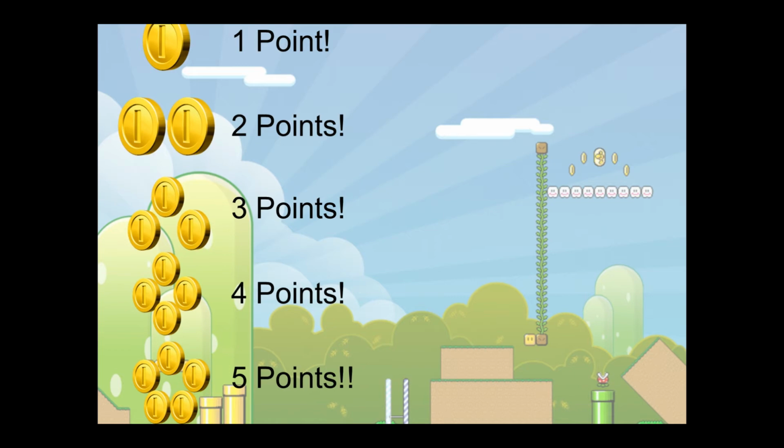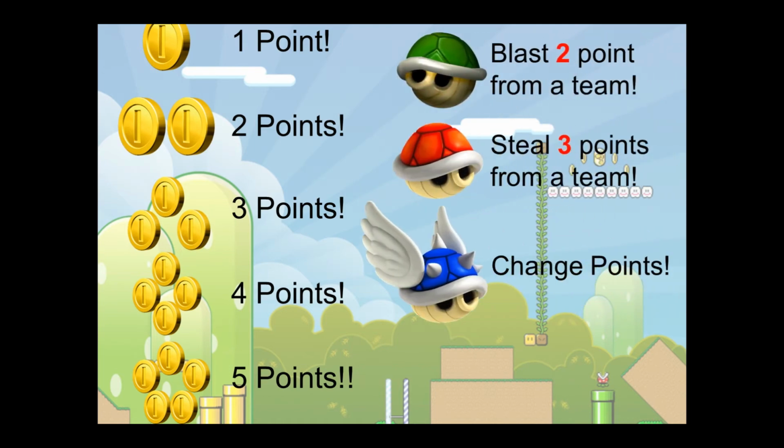And then they'll move into an explanation slide of what will appear on the bonuses if the students answer questions correctly. So these have coins for different points. And you can also gain shells, and they do different things, like you can destroy a couple of points from a different team, you can steal a couple of points from a different team, or you could change points. Or a super special slide where you get lots and lots of points. So these are sort of good things that they can get on the bonus slide.